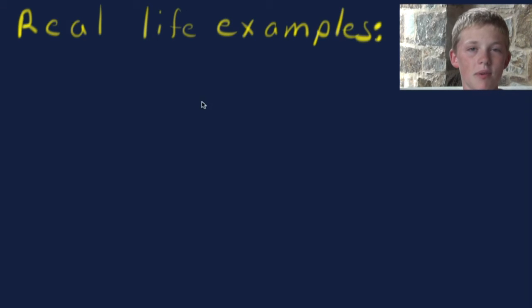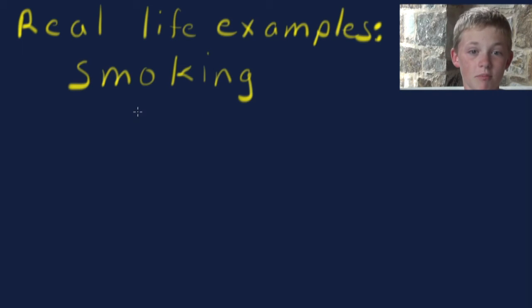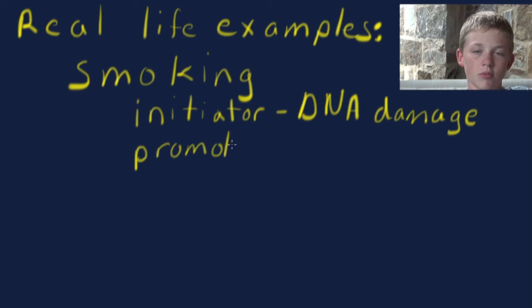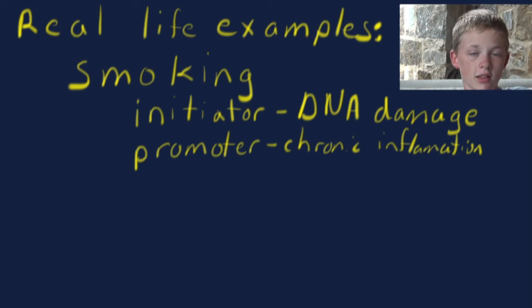So how does this work in real life? Let's take the example of smoking. When people smoke, they catch a plant on fire and then breathe it in, and that creates all different kinds of chemicals, and some of it gets in your DNA and changes it a lot. So smoking is an initiator, which has all these chemicals that change your DNA. Smoking is also a promoter, because it has chemicals that irritate the lungs and the throat.